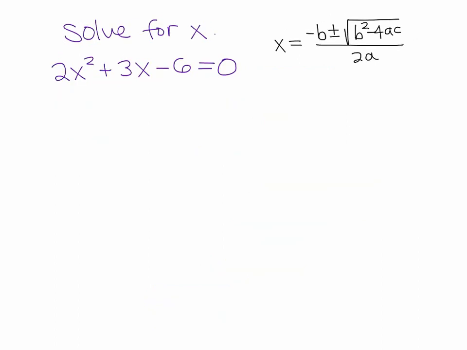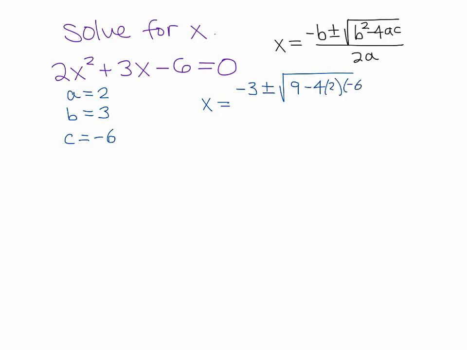Another problem using the quadratic formula. We have 2x squared plus 3x minus 6 is equal to 0. Just like in the previous problem, we're going to define our ABCs. In this case, our A is equal to 2, B is equal to 3, and C is equal to negative 6. Now let's plug into the formula. We have x is equal to negative b, so that's negative 3, plus or minus b squared, that's 9, minus 4ac, all over 2a, which is 4.